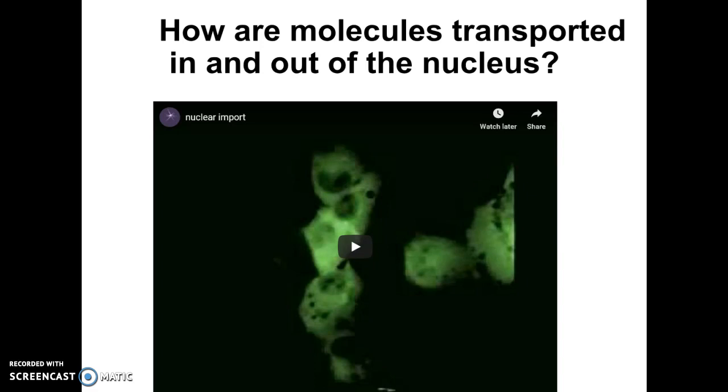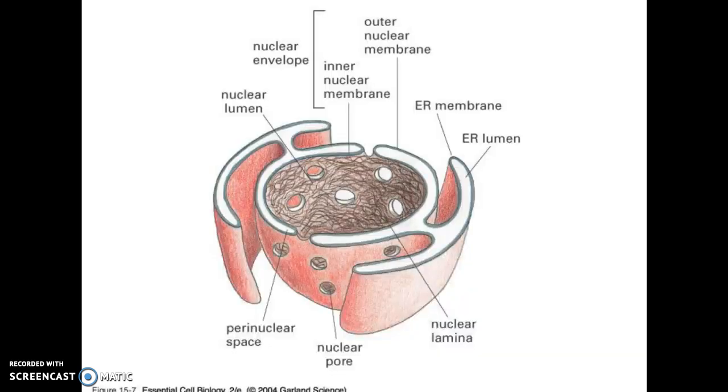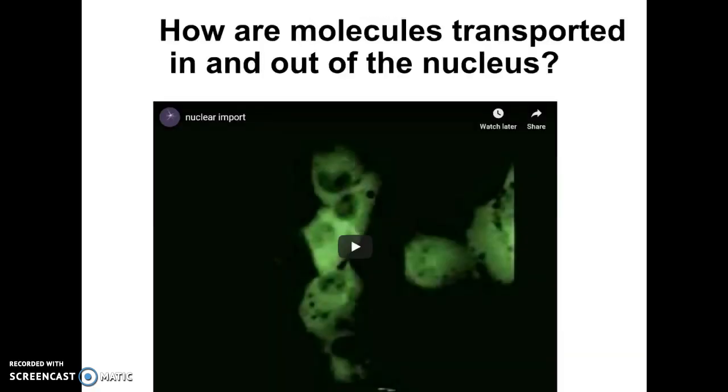In addition to the proteins that go into the endomembrane system, we've also got import into other compartments. Like, for instance, the nucleus. The nucleus has lots of proteins in it.